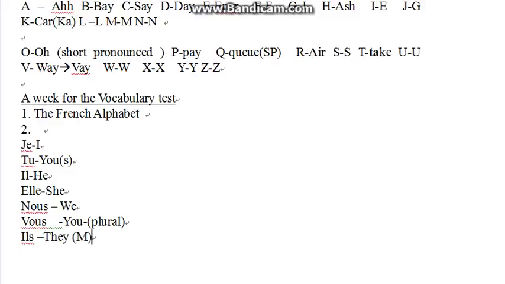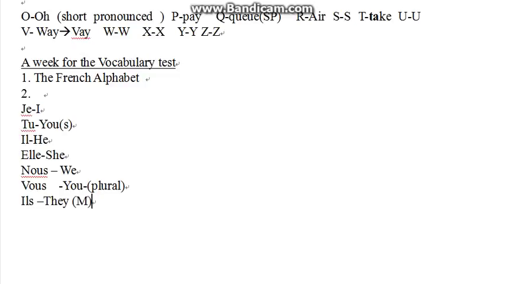Ils is for male users, or masculine. And elles is for female. For they, if you have, let's say, a crowd of people who are all female, you use elles. And if you have a crowd of people which is all male, you use ils. If it's a mixture of boys and girls, use ils still. That's the grammar.